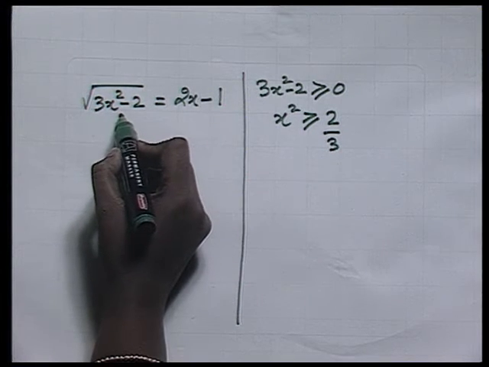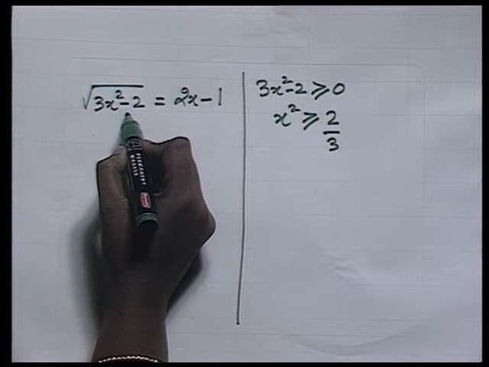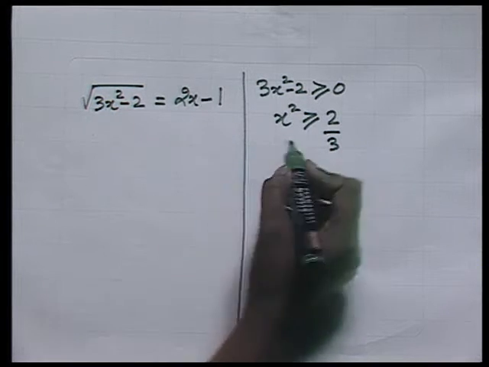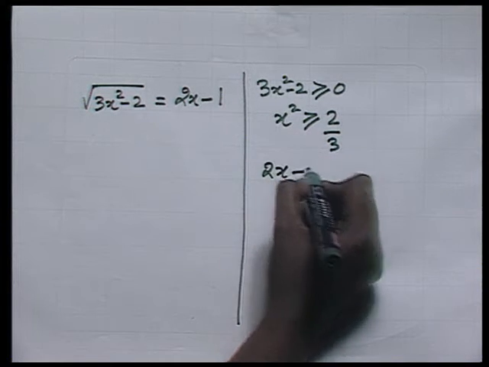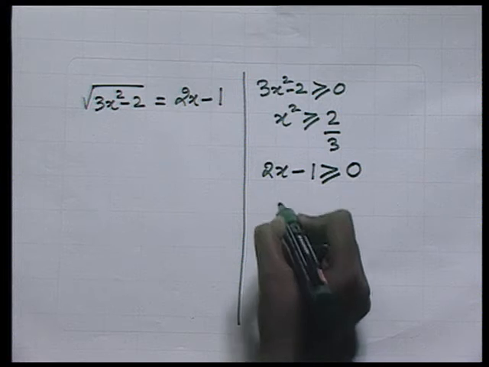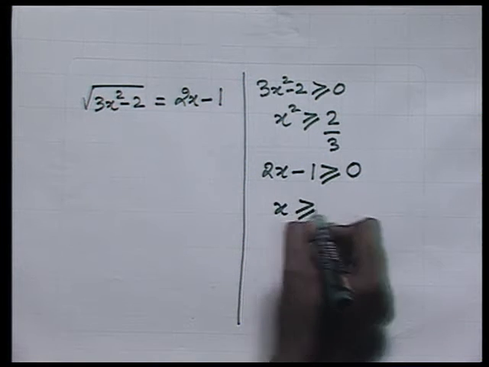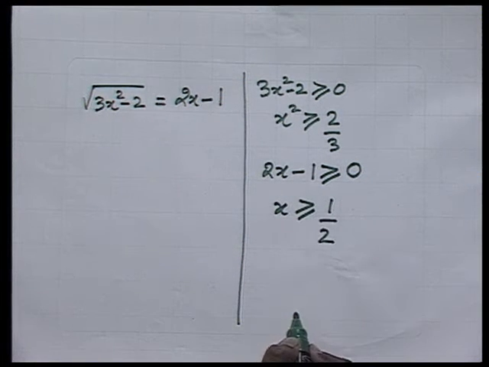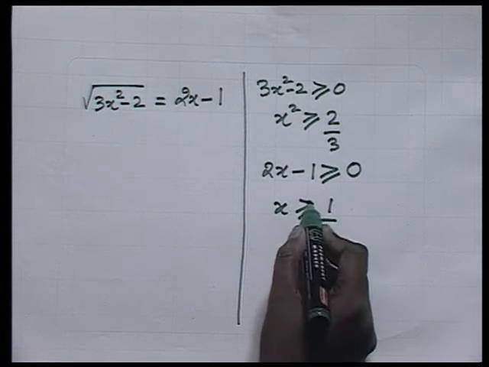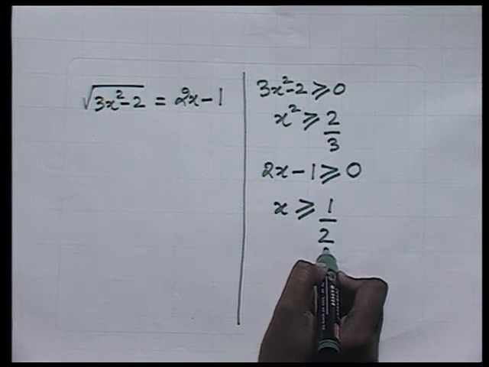Also, since the left hand side of this equation is non-negative, therefore the right hand side of this equation will also be non-negative. That means 2x minus 1 should also be greater than or equal to 0, or x is greater than or equal to half. So we have to find solutions such that they satisfy the conditions x square is greater than or equal to 2 by 3 and x is greater than or equal to 1 by 2.